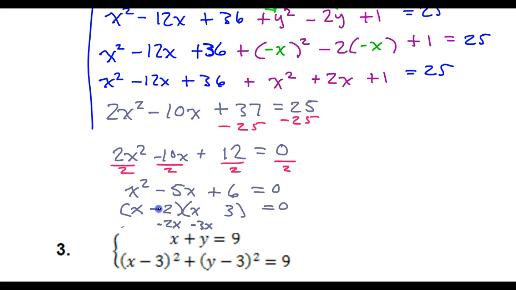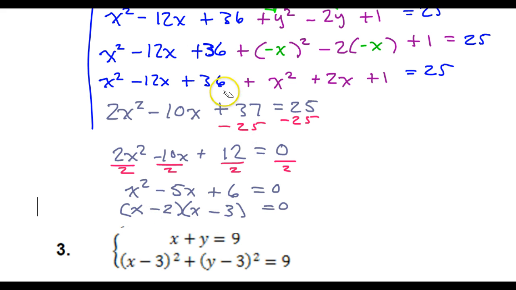Alright, so let's try that out. If I made this a negative 2 for a negative 2x, if I made this a negative 3 to get negative 3x, will I get positive 6? Yes, because a negative times a negative is a positive. So this is the correct factorization.